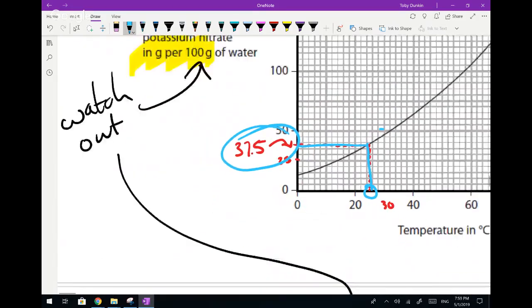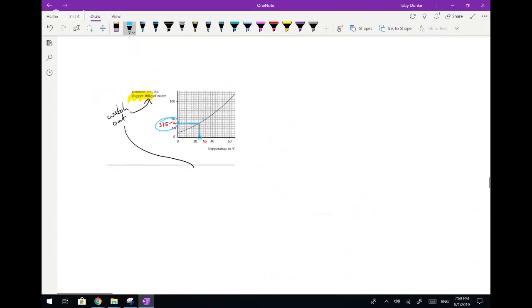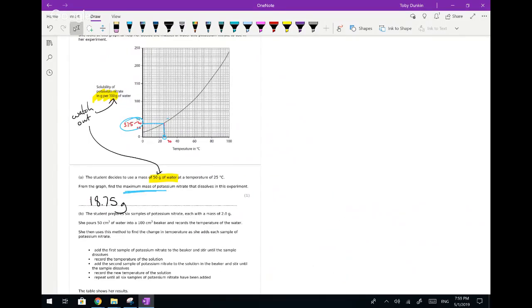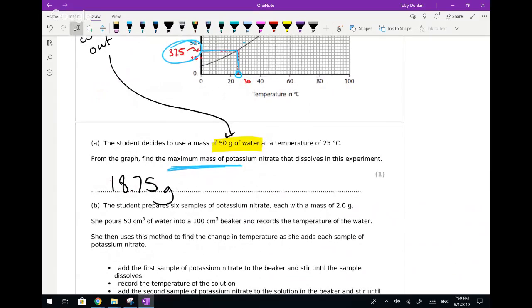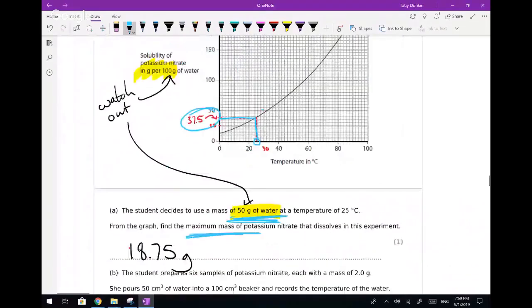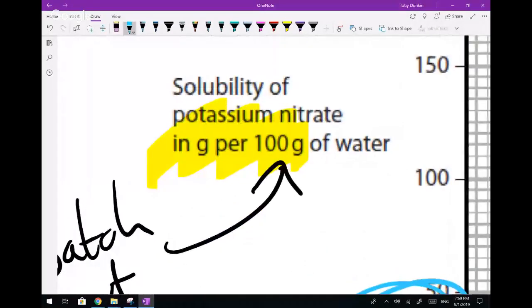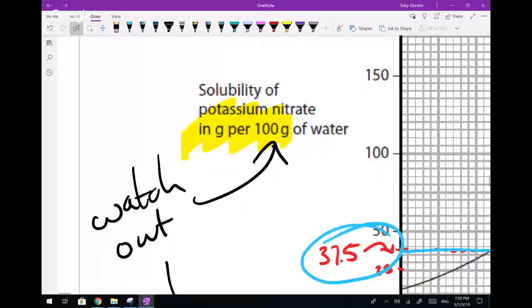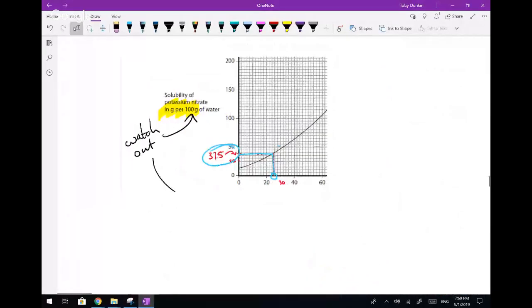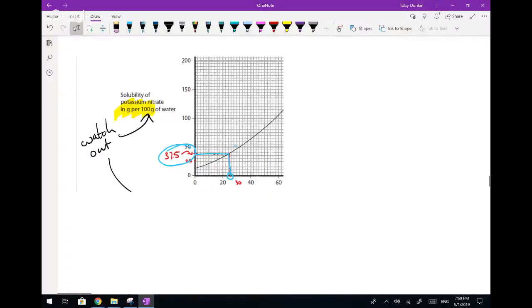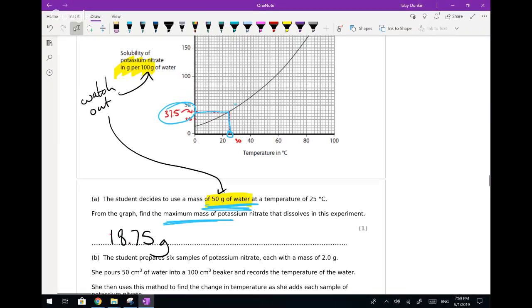Now, that's really clever. And everyone here now goes, I'm all over this. I'm going to write in 37.5. And they lose it. 50 grams of water, and the graph is 100 grams of water. It's a trap. Watch out. So we need to take the 37.5 and divide by 2. Done. Nice one. Hard that though.